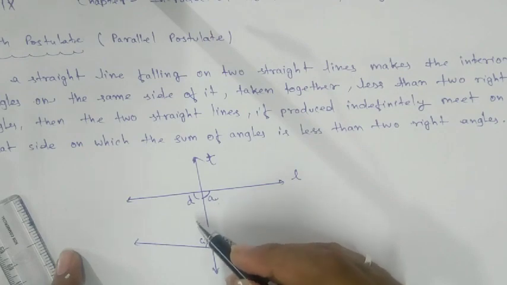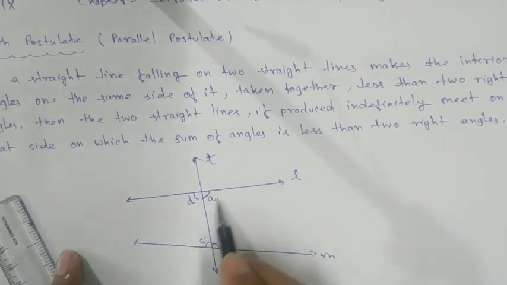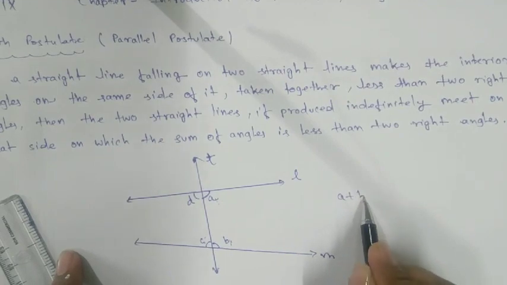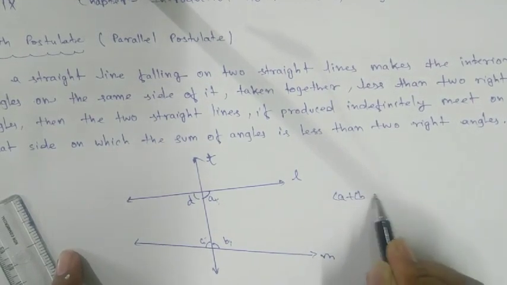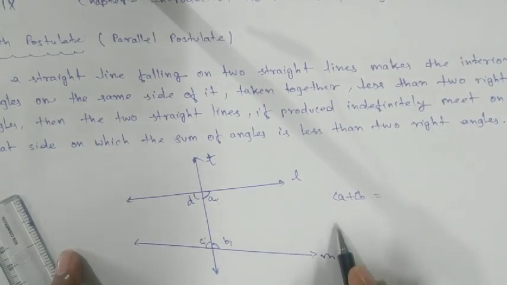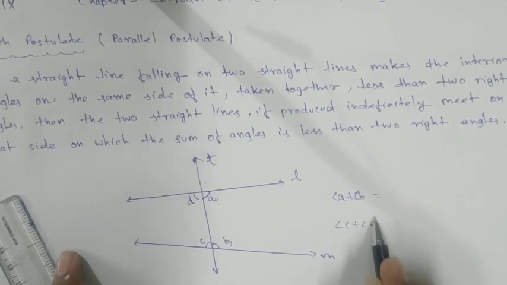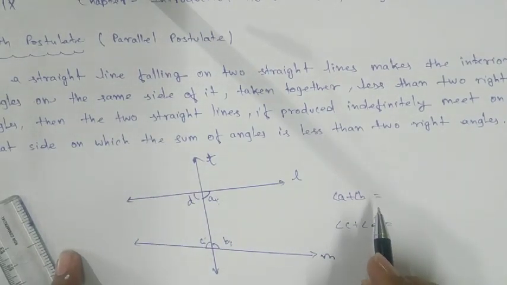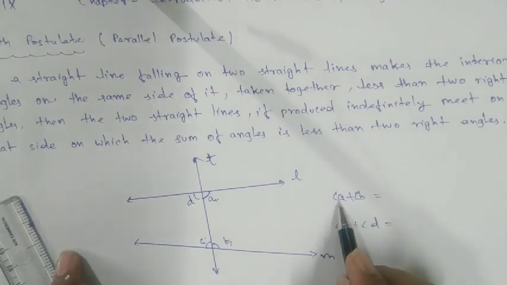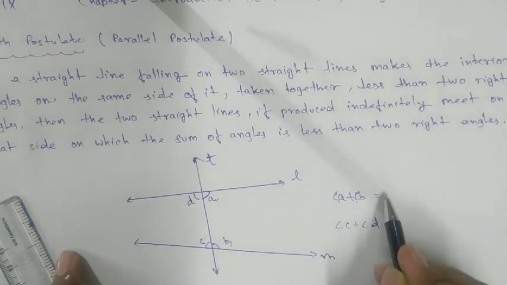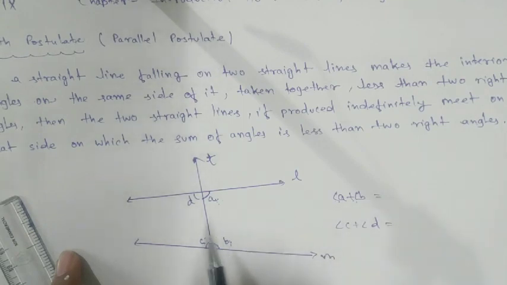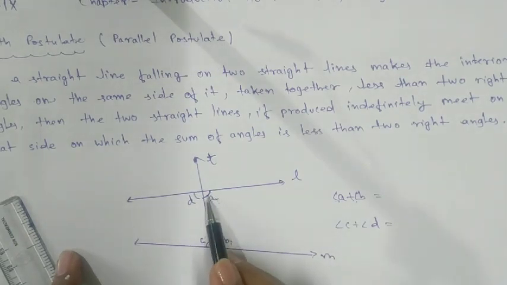Taken together, if we take angle A and angle B and add them, and angle C plus angle D if we add them, taken together, less than. If you add angle A and angle B and it is less than, and look here, these two are obtuse angles.